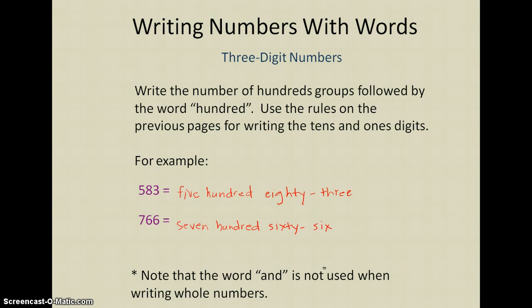Note that I have not used the word and here. So oftentimes in conversation or when we're just saying or reading numbers, we'll say 583 or 766. There is no and in those spaces in between the hundred and then the tens and ones group. The reason for that is because when we get to talking about decimals, the word and is going to be really important, and the and is going to signify sort of the break in between the whole number and the decimal part of the number. So when we're just talking about whole numbers, we're not going to use the word and at all.